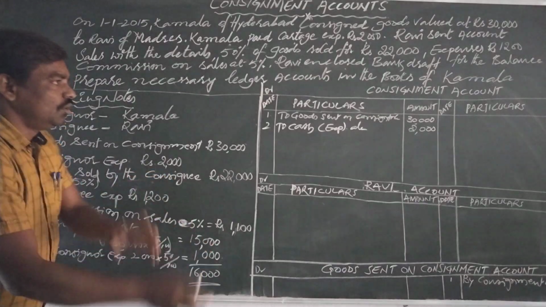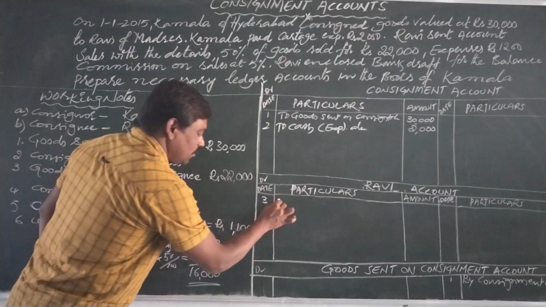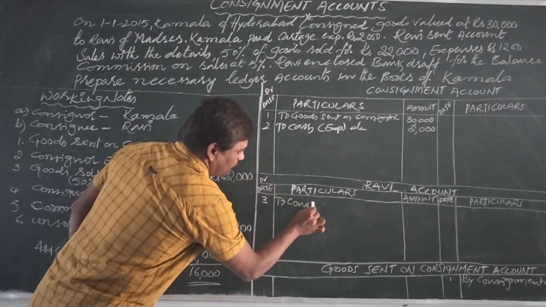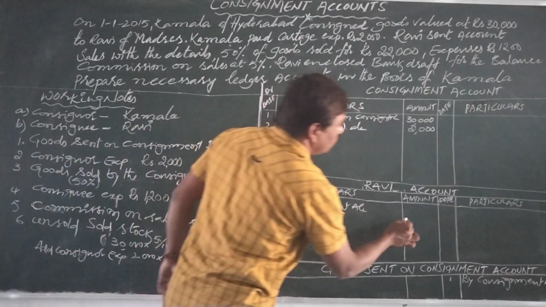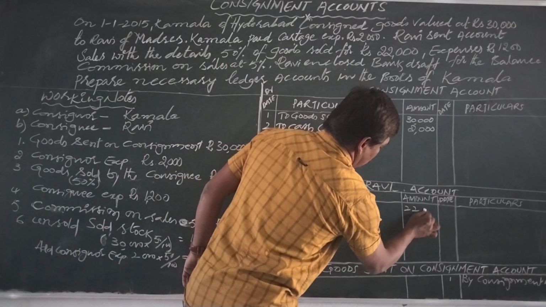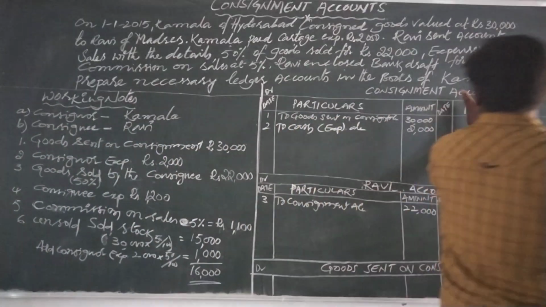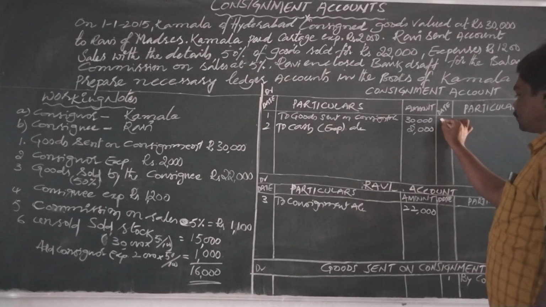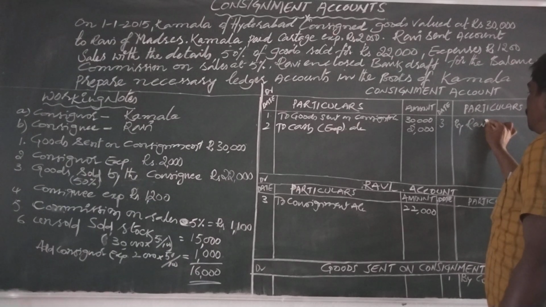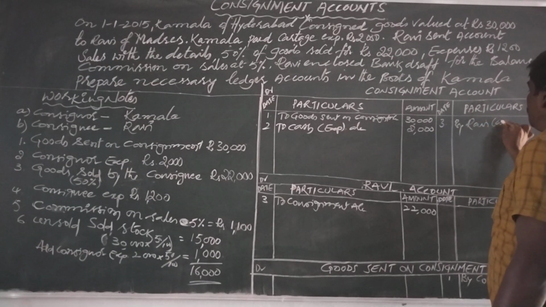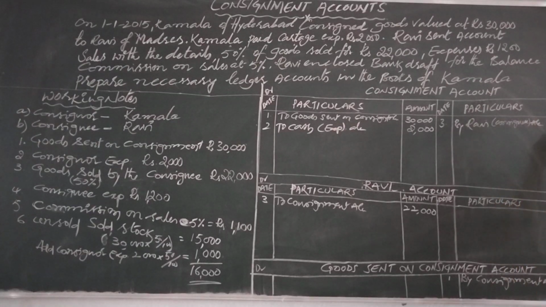Consignee account debit to consignment account. In the consignment account, the third point, consignee account, Ravi account, debit side. You write to consignment account, 22,000. And again in the consignment account credit side, point 3, by Ravi, in brackets, if you want, you can write consignee account, rupees 22,000.